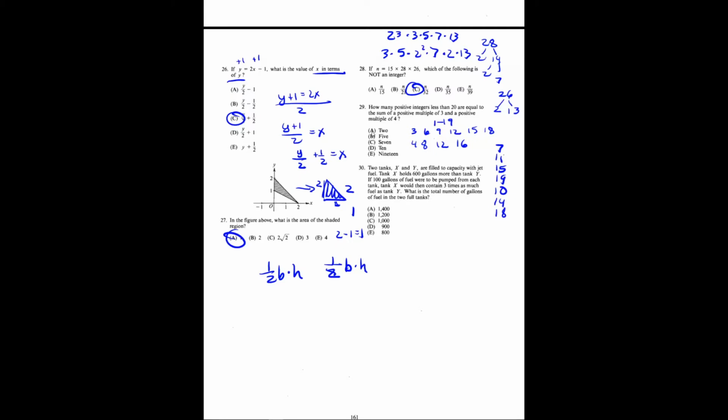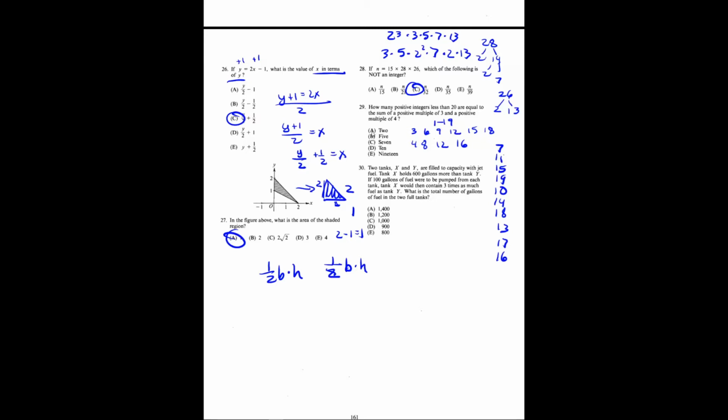6 plus 16 is 22, that's too large. 9 plus 4 is 13, that works. 9 plus 8 is 17, that works. 9 plus 12 is 21, that's too large. 12 plus 4 is 16, that works. 12 plus 8 is 20, that's too large. 15 plus 4 is 19, that works, but it's already on our list. And then if we go any higher, that's not going to work.